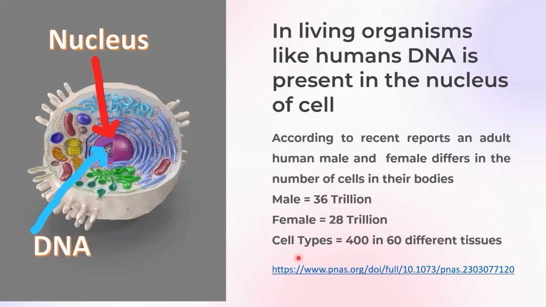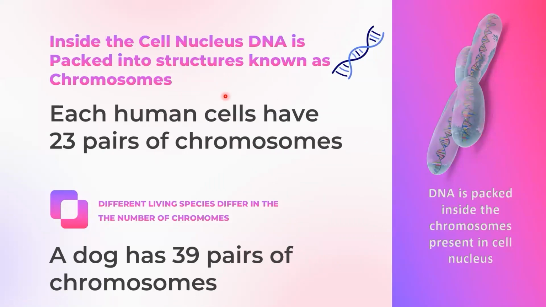And if we talk about cell types, in humans so far 400 different cell types have been observed in 60 different tissues. So now we agree that inside the cell nucleus there is DNA, and it's packed into structures known as chromosomes. You can see it over here. Each species has a specific number of chromosomes. Humans have 23 pairs of chromosomes. Remember, humans have 23 pairs of chromosomes.